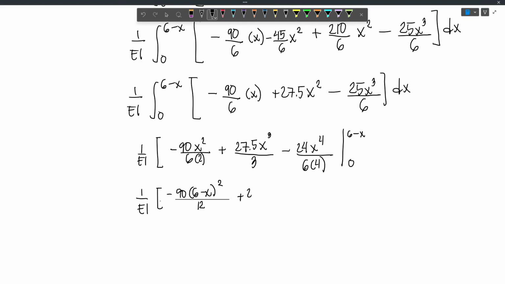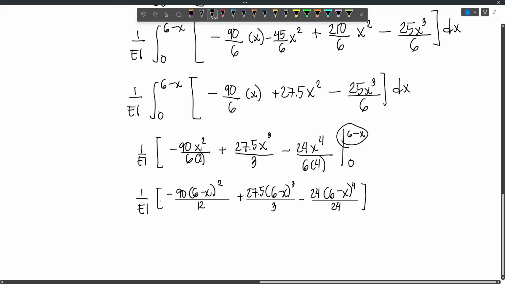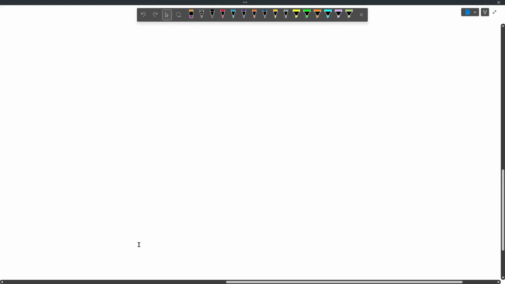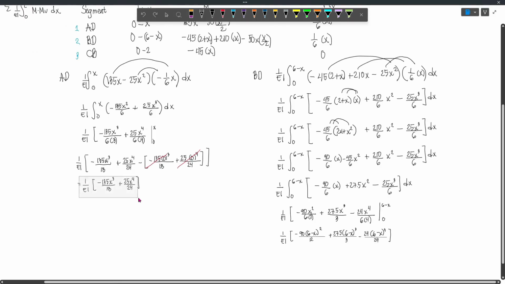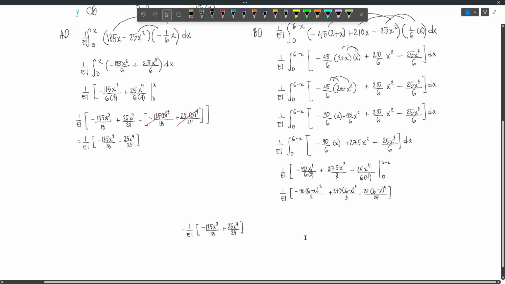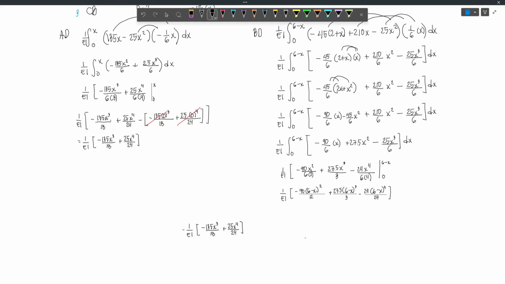And then plus 27.5 times 6 minus x, and then cube divided by 3. And then minus 24, 6 minus x to the 4th divided by 24. And so ito na yung integrated form na ginamitan na natin ng 6 minus x. So what we will do here is we will add both of these expressions. And then let's solve for x, at which the slope will be 0. Because again, we are computing for the slope.